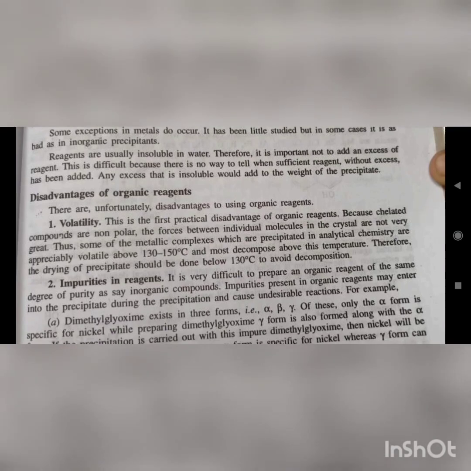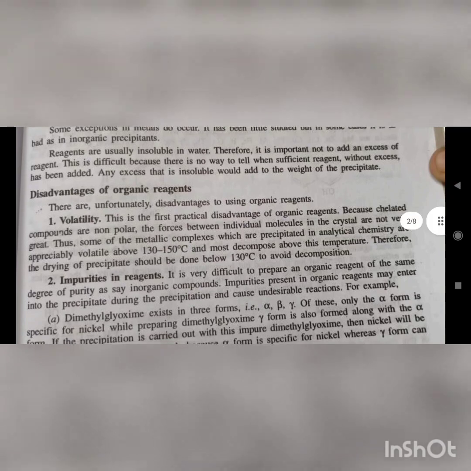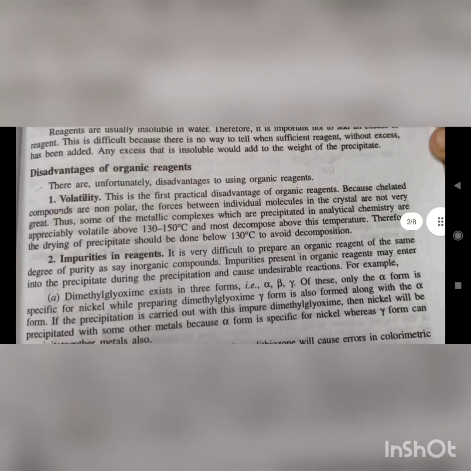Reagents are usually insoluble in water, therefore it is important not to add an excess of reagent. This is difficult because there is no way to tell when sufficient reagent without excess has been added. Any excess that is insoluble would add to the weight of the precipitate.